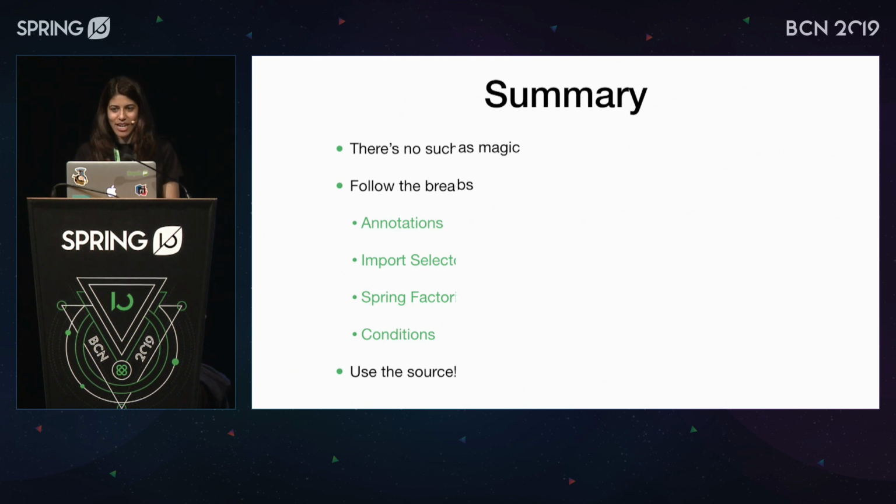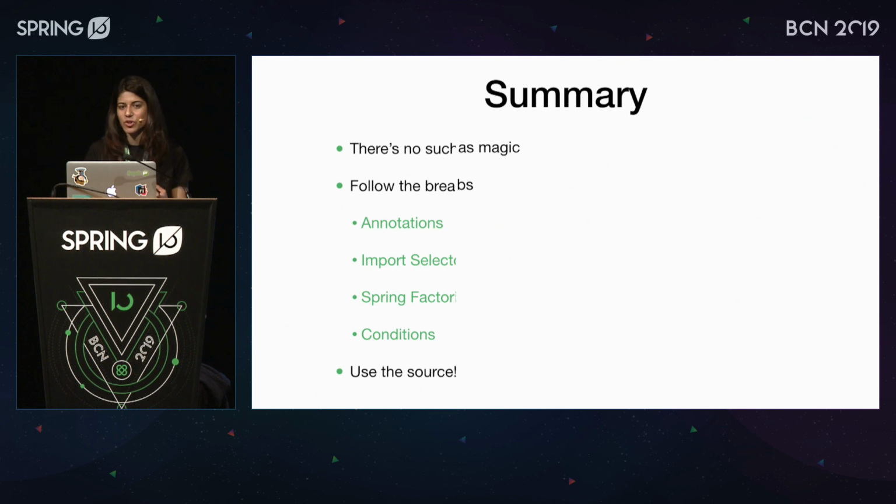So basically, the idea was to show you that there is no such thing as magic. We just built everything from scratch, and we were able to build everything with code. So there's no magic. Everything is in code. And for debugging Spring applications or Spring Boot applications, just follow the breadcrumbs. Look at what annotations are on the application. Look at what imports are being used or what import selectors are being used. And then you can put breakpoints in that and debug it if you need to.